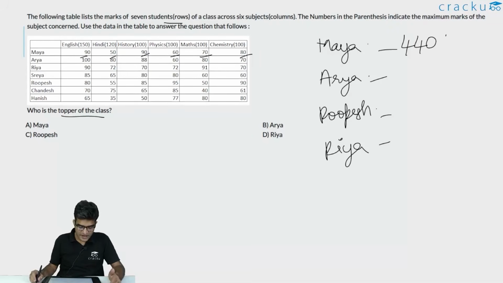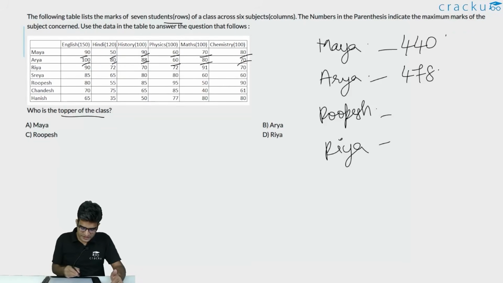What is the total score of Arya? That is 100 plus 80, that is 180. 180 plus 80 is 268. 268 plus 60 is 328. 328 plus 80 is 408, plus 70 is 478.